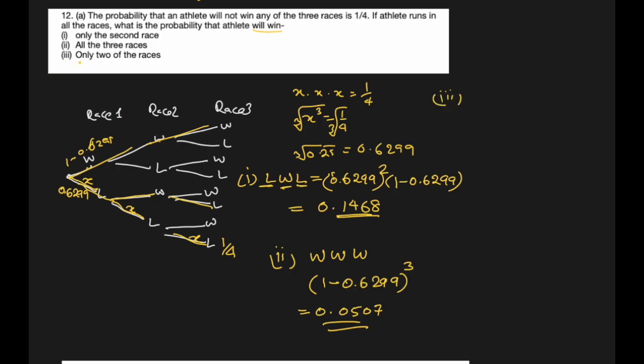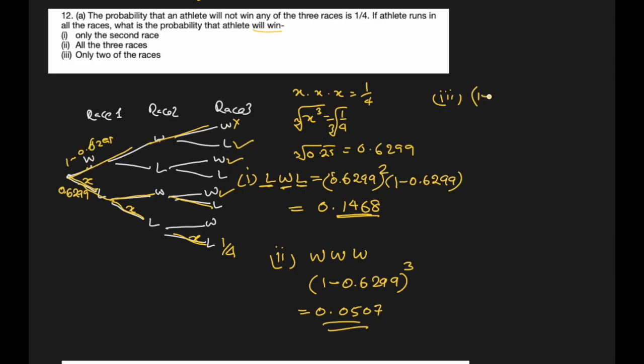Part 3. Only 2 of the races. So here he is winning all 3 races, so no. 2 races, any 2 races they are talking about. So this is the one. Okay, this is also 2 races being won. No. Yes. These are the 3. And if you see one common thing in them, they have 2 wins and 1 loss.